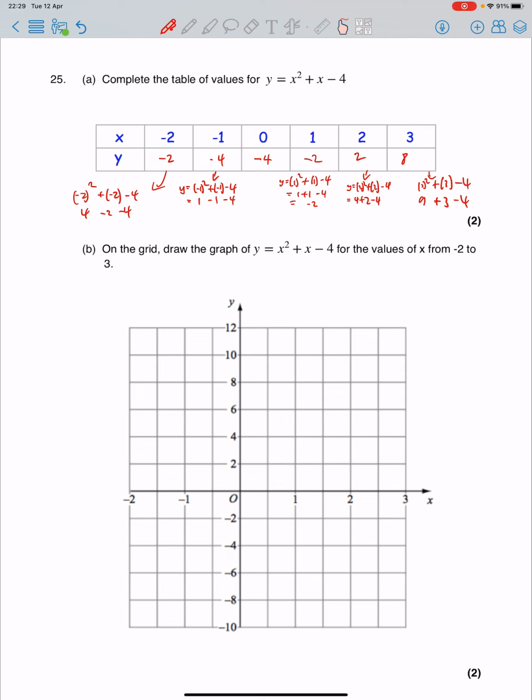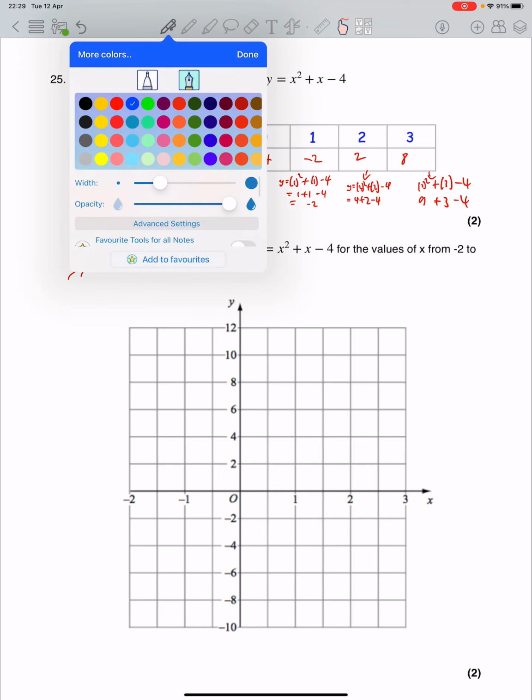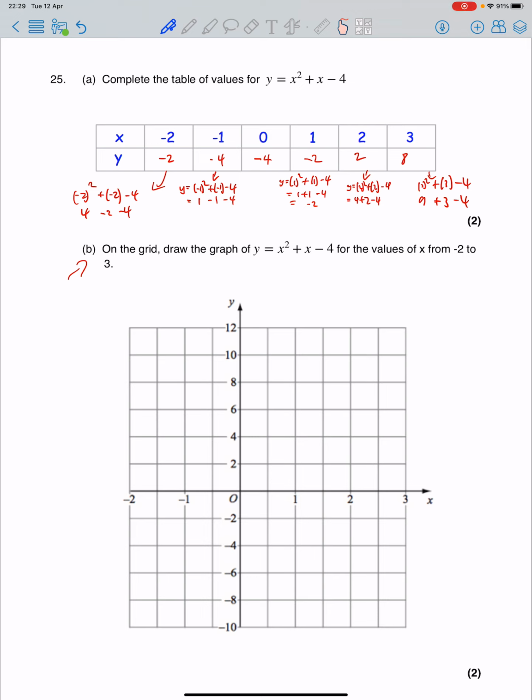And then it says on the grid for part B, draw the graph of y equals x squared plus x minus 4 for the values of x from minus 2 to 3. Okay, so we've got coordinates. Let's change colors. When x is equal to minus 2, y is equal to minus 2. Minus 1, minus 4. We've got 0, minus 4. We've got 1, minus 2. We've got 2, 2. And we've got 3, 8.